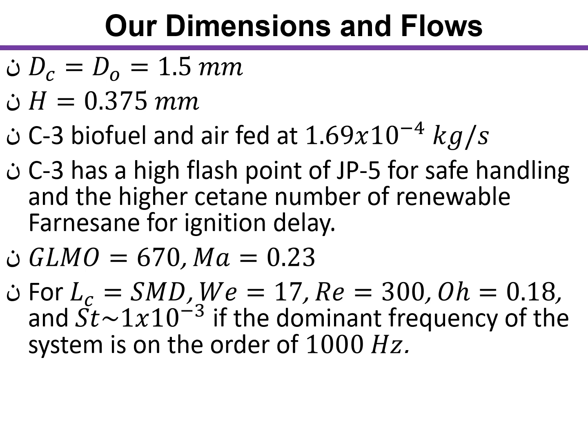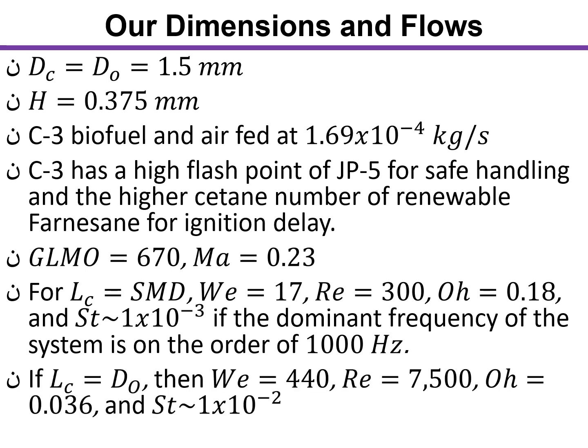Depending on what you use as your length scale, the dimensionless numbers will be different. So if we take our characteristic length scale to be the Sauter mean diameter, the Weber number is about 17, Reynolds number is approximately 300, and Ohnesorge number is less than 1.18. And if the dominant frequency is about 1,000 hertz, which is what we expect from some preliminary work, the Strouhal number is about 1E-3. However, if you take the characteristic length scale to be the orifice diameter, things change. The Weber number is 440, Reynolds number is 7,500, Ohnesorge number has fallen to 0.036, and the Strouhal number has fallen an order of magnitude.